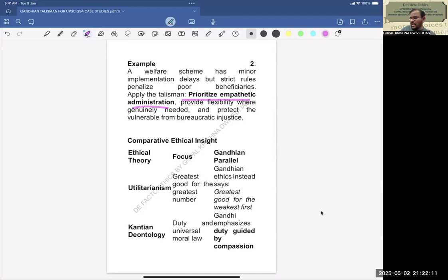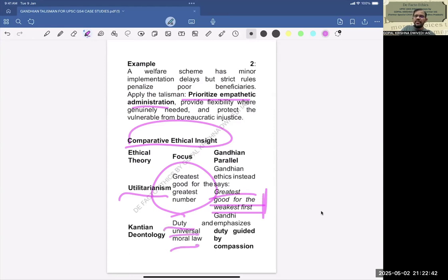Now, how does the Gandhian talisman compare with other important theories? This is important, because we have not seen the other theories yet. We will definitely see them in due course, but here, in brief, let us understand. Utilitarianism says the greatest good of the greatest number. Gandhian ethics instead says the greatest good for the weakest first. Kantian deontology says duty, or universal moral law: you follow your duty, or whatever is universal moral law. Gandhi emphasizes duty guided by compassion. This is again an important thing.